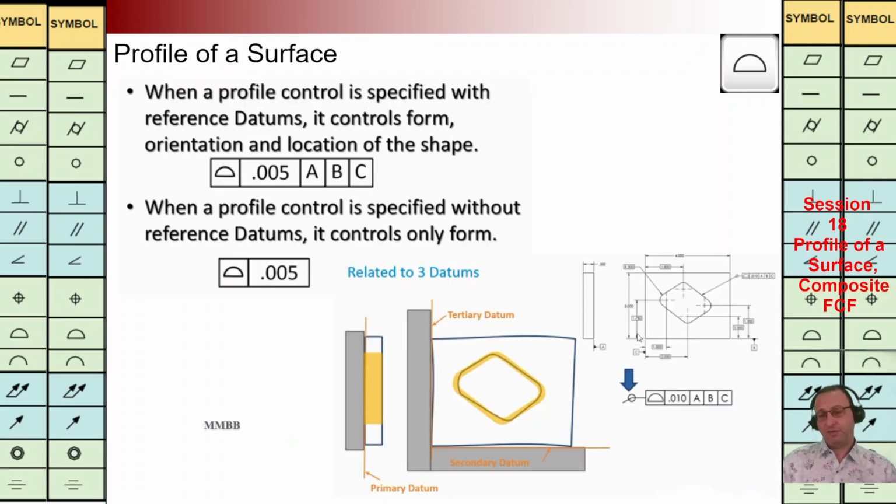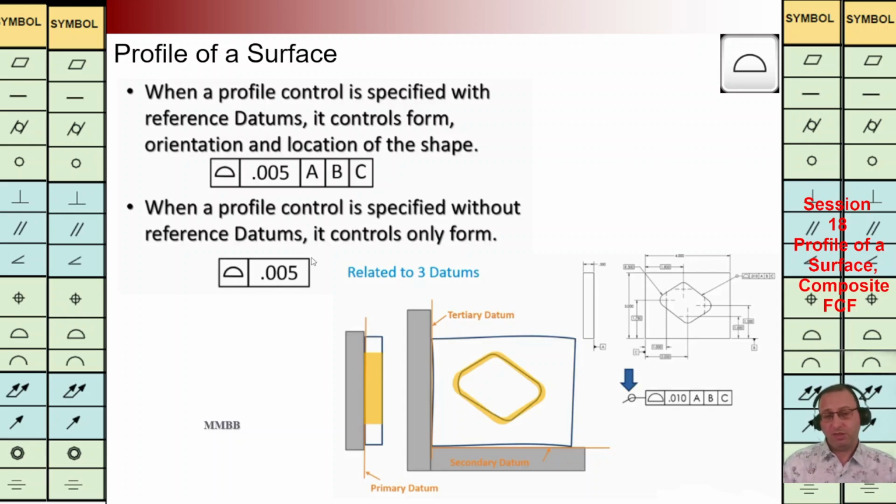As we can see in this figure, we are going to use the basic dimension, and in this FCF, we are going to have surface profile symbol and TZ, and we have three datum planes here. It means we are going to control the shape, orientation, and location of that profile. As we can see, it is the whole profile because we have the circle here, and we are going to control all of them: shape, orientation, and location.